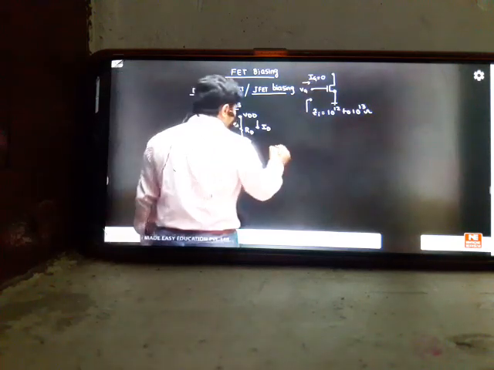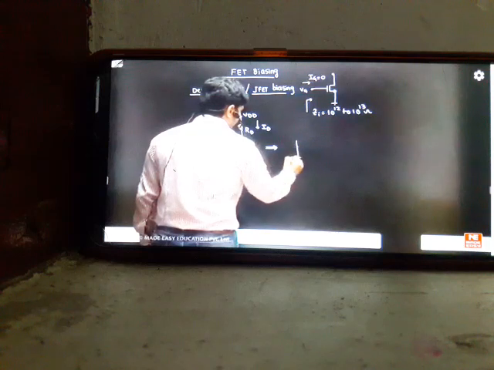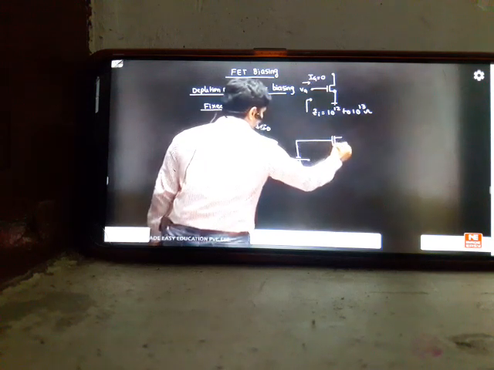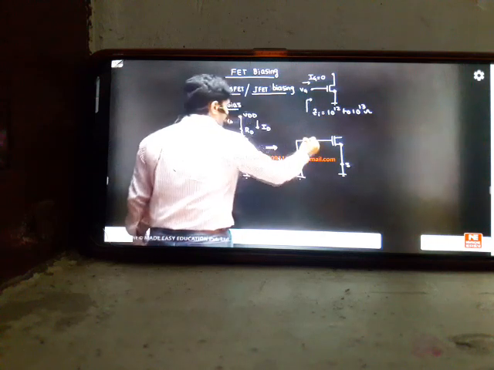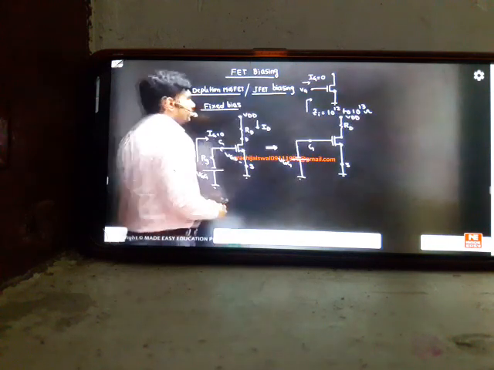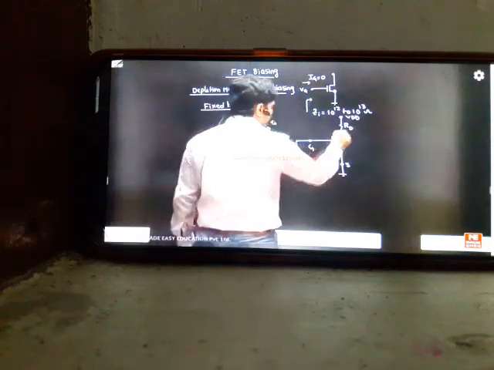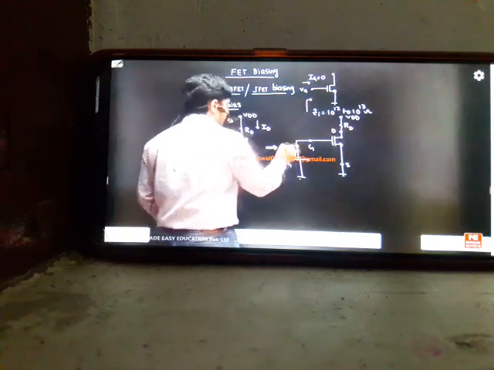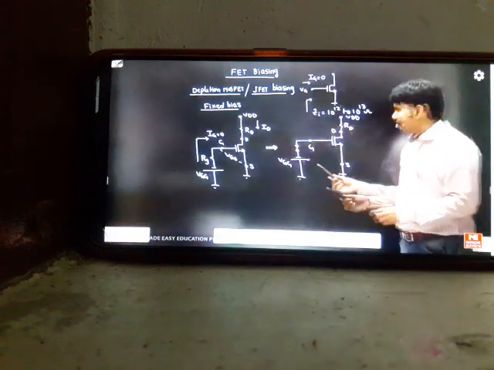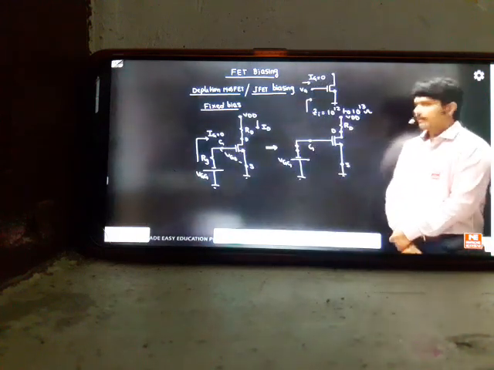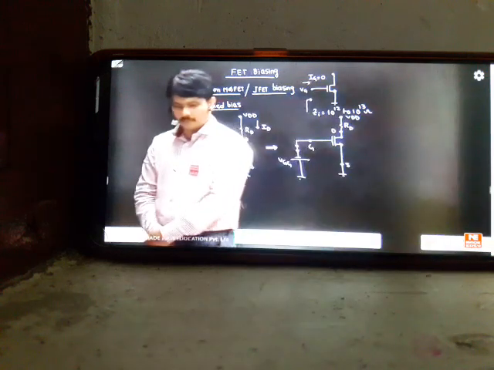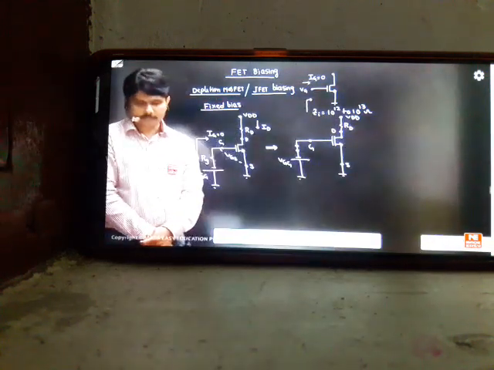Then how will this model be converted? We can modify it like this. We have VGG, next we have the MOSFET. This is source, this is gate, and we have RD. This is VDD. In the gate we have source and drain. One important principle: after applying IG equal to 0, the drop across RG, RG into IG, becomes 0. It becomes a short circuit. That means RG disappears in my next step because the gate current is 0.